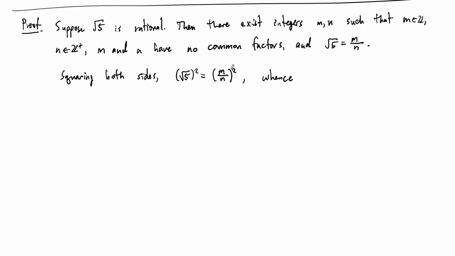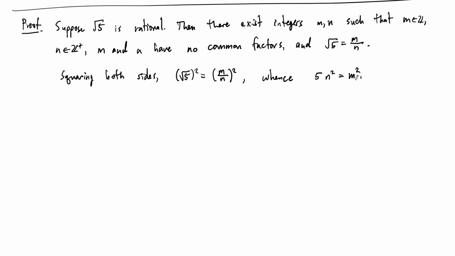How do you square a fraction? You have to square the top and the bottom. And again, we've assumed that n is not 0. So we can square the top and the bottom and multiply the n squared to the other side, all in one fell swoop. When you square the square root of 5, you get back 5. So we get that 5n squared is equal to m squared.